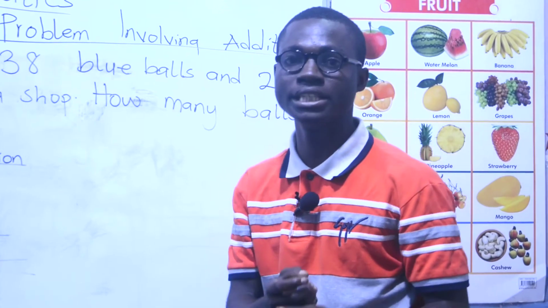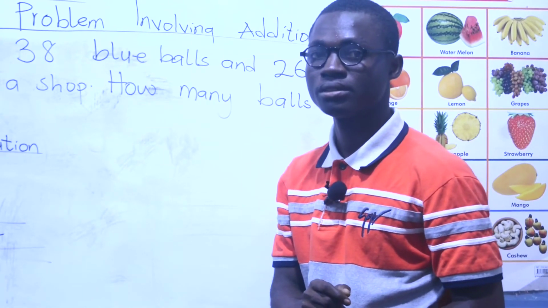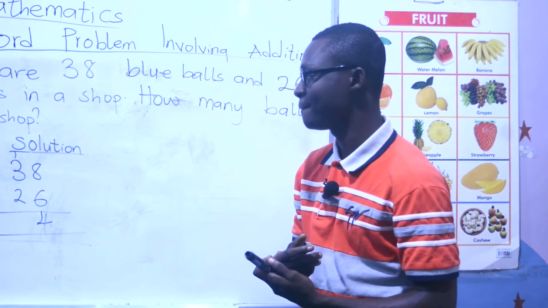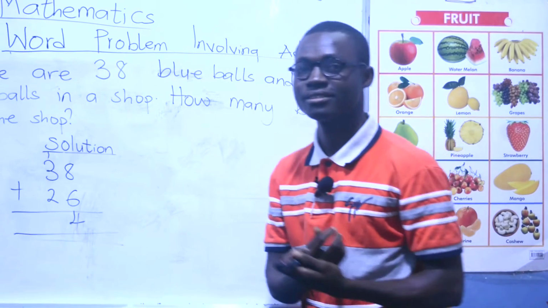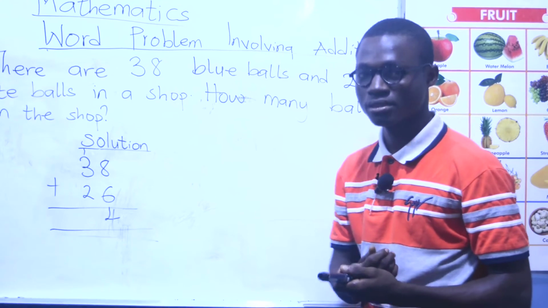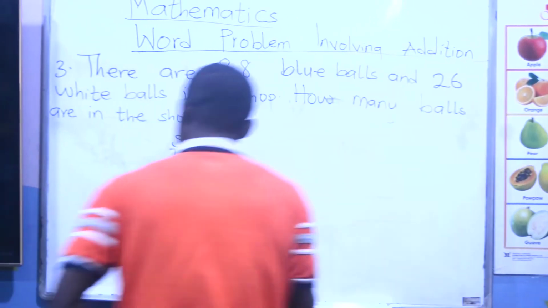So what did you get? Who can tell me the answer? Mikhail. 6. Okay, well done. So you write your 6 here.